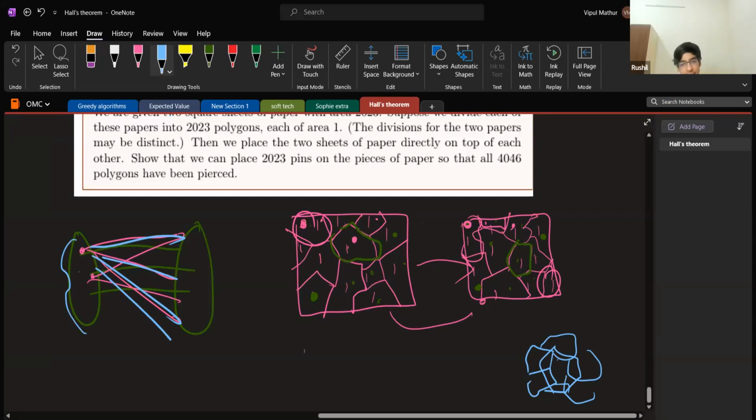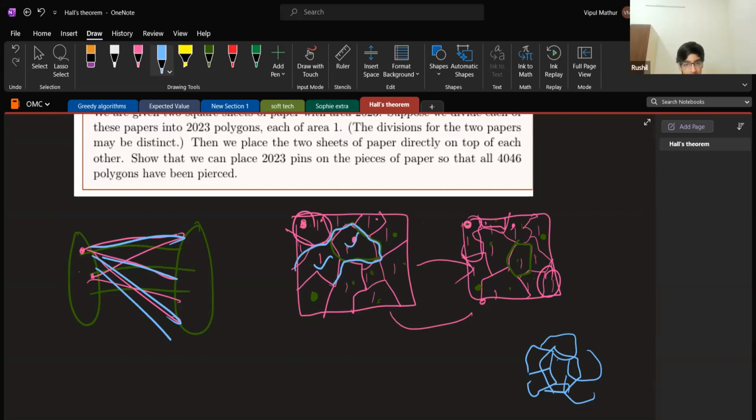So I think we're just going to have to go to Hall's criteria and say, okay, let's take a subset of polygons, right? Let's take this one and this one. So totally I get this sort of shape. And I want to show that if I overlay this shape on this one, like something like this, there are at least two polygons that fall inside this sort of thing, if that's making sense.